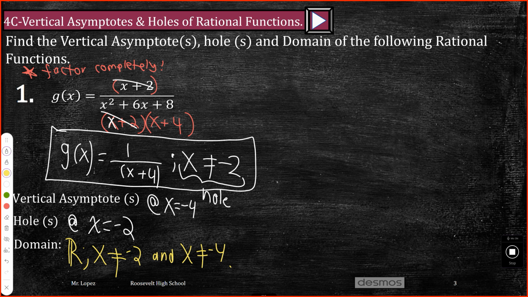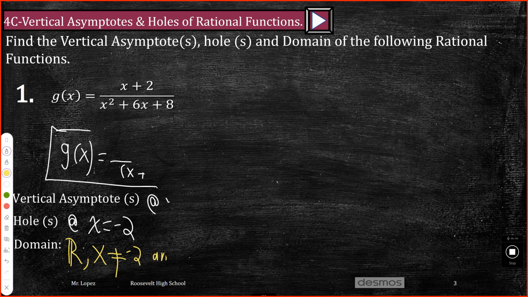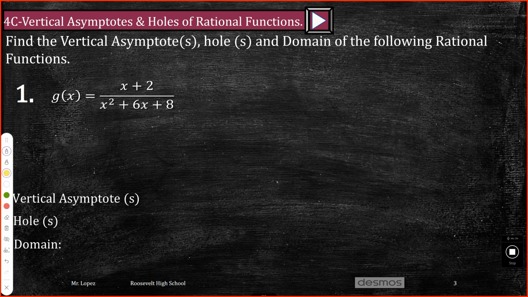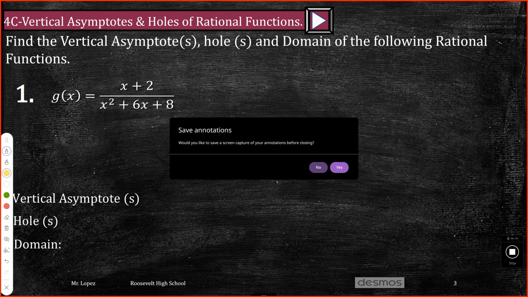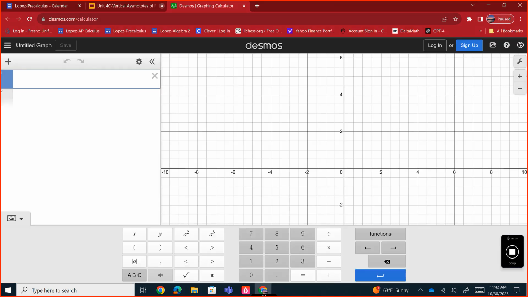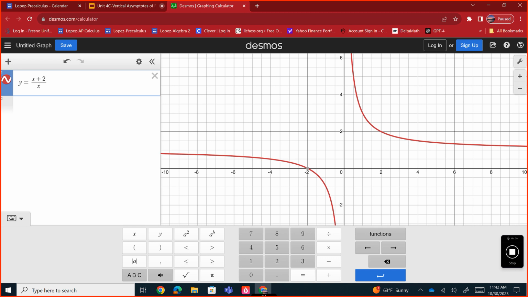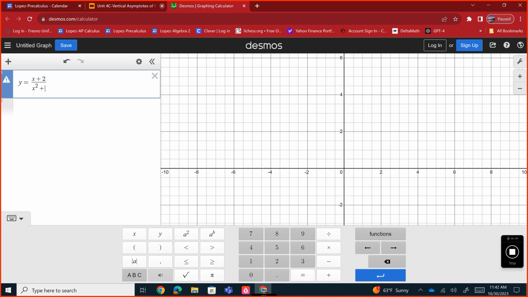Let me go ahead and put this in a graphing calculator so you see what we're talking about here. All right, let's go. Remember to tell me what this function is, and I'll put it in a calculator. Y equals g of x equals, let's do a fraction. Y equals x plus 2 over x squared plus 6x plus 8.